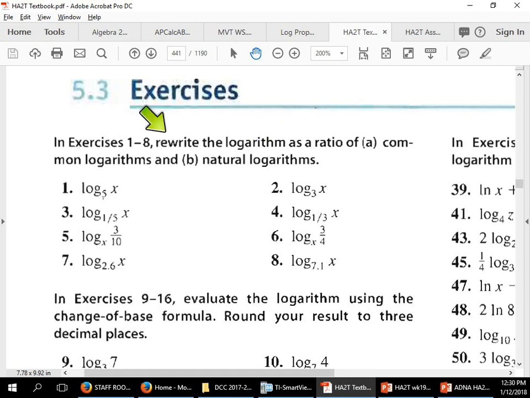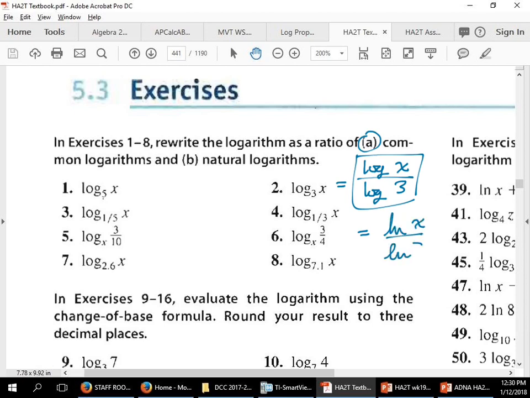So these problems right here, they're asking you guys to rewrite the logarithm as a ratio of common logs or natural logs. I will do number 2 so you guys can see it and be confident. Okay, so here's the common log. A common log has a log base 10, but we don't have to write the 10 if we're writing the common log. Log of x divided by log of 3. That's all you have to do. That's what it wanted you to do. Or you can write it like this: natural log of x divided by natural log of 3. So these are the same right here. That's what this problem wants you to do.